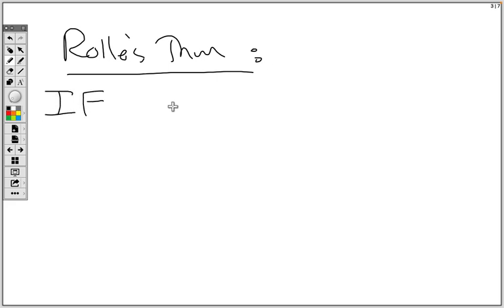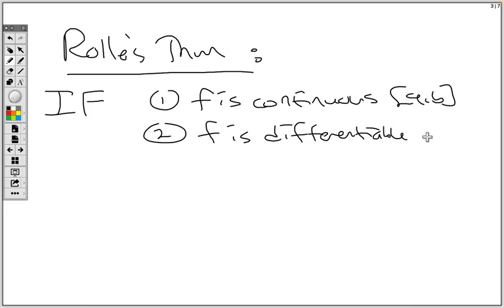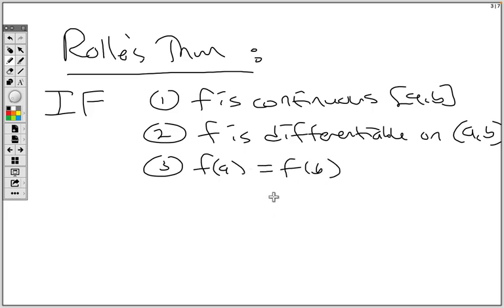It says if, and there are three conditions: f is continuous on the interval [a,b], f is differentiable on the open interval (a,b), and f(a) equals f(b). So let's think about what picture we're drawing here, satisfying all these conditions, and maybe we can guess what Rolle's theorem is going to give us.